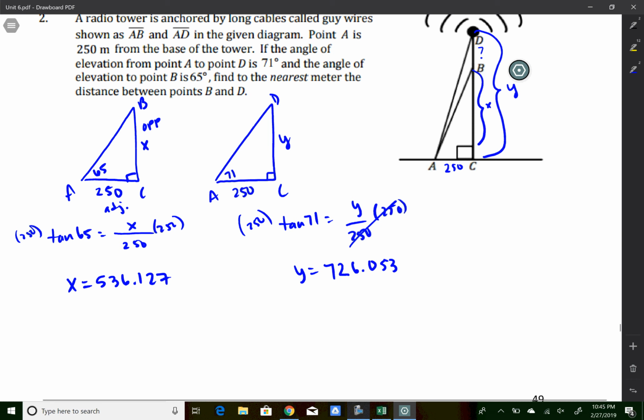It asks us to round to the nearest meter. Well, I don't have an answer yet, right? My answer is this difference between those two lengths. So I want to wait until I find the actual distance to round. So now if I do some subtraction, if I subtract the smaller value from the bigger value, or Y minus X, I wind up getting 190 meters.